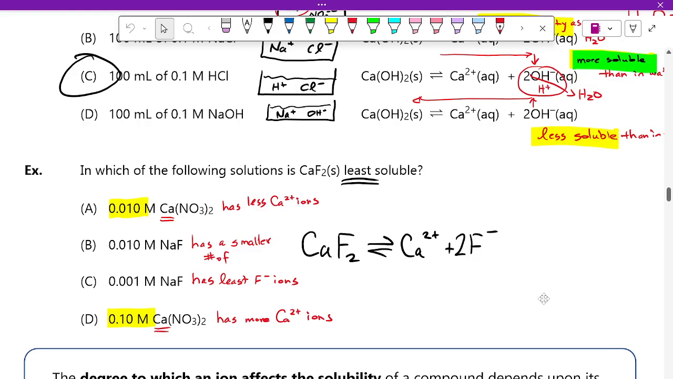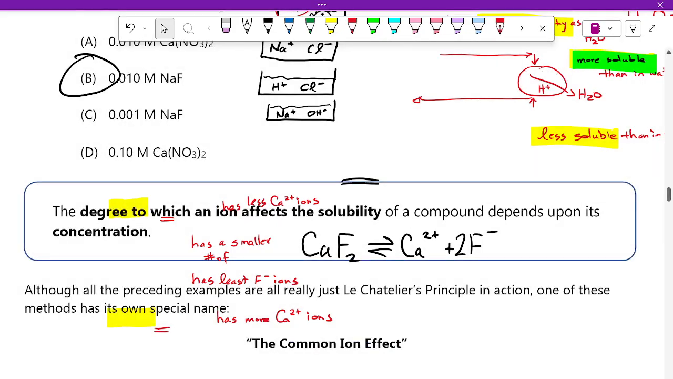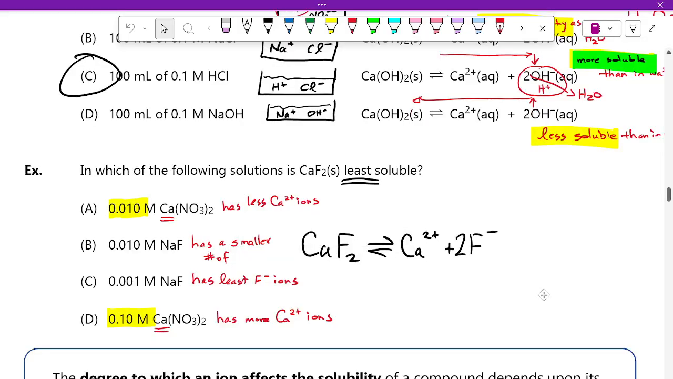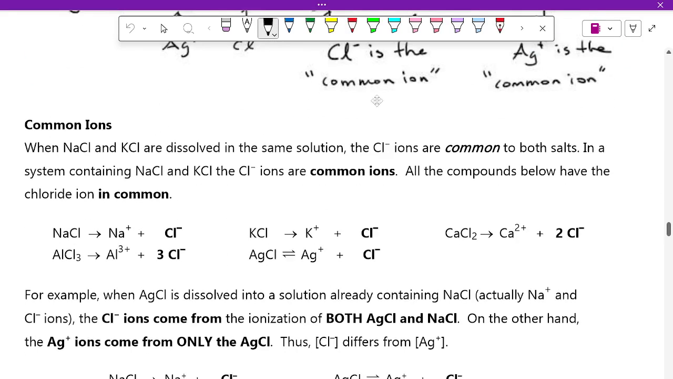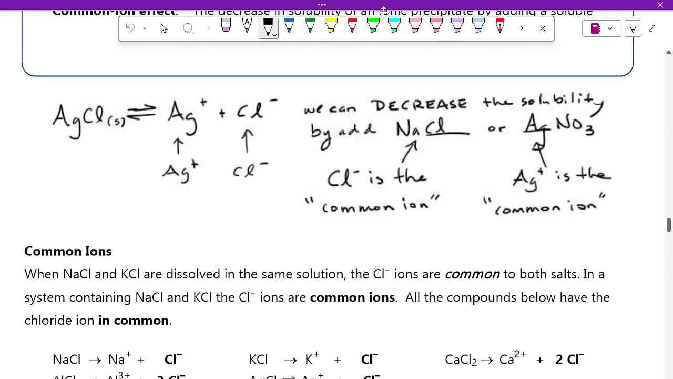Darn it. Okay. Dear God in heaven, what is wrong with this thing? Okay, let's see if that worked. Okay, the thing is moving now.